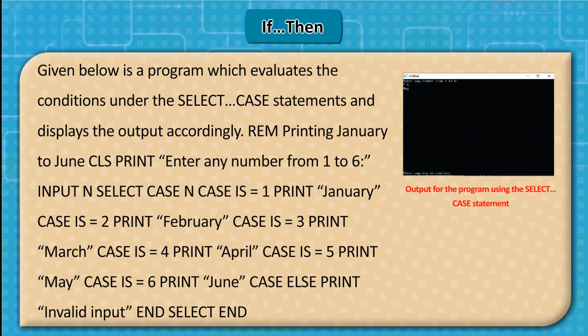Rem printing January to June. CLS. Print "Enter any number from 1 to 6". Input N. Select case N. Case equals 1, print January. Case equals 2, print February. Case equals 3, print March.